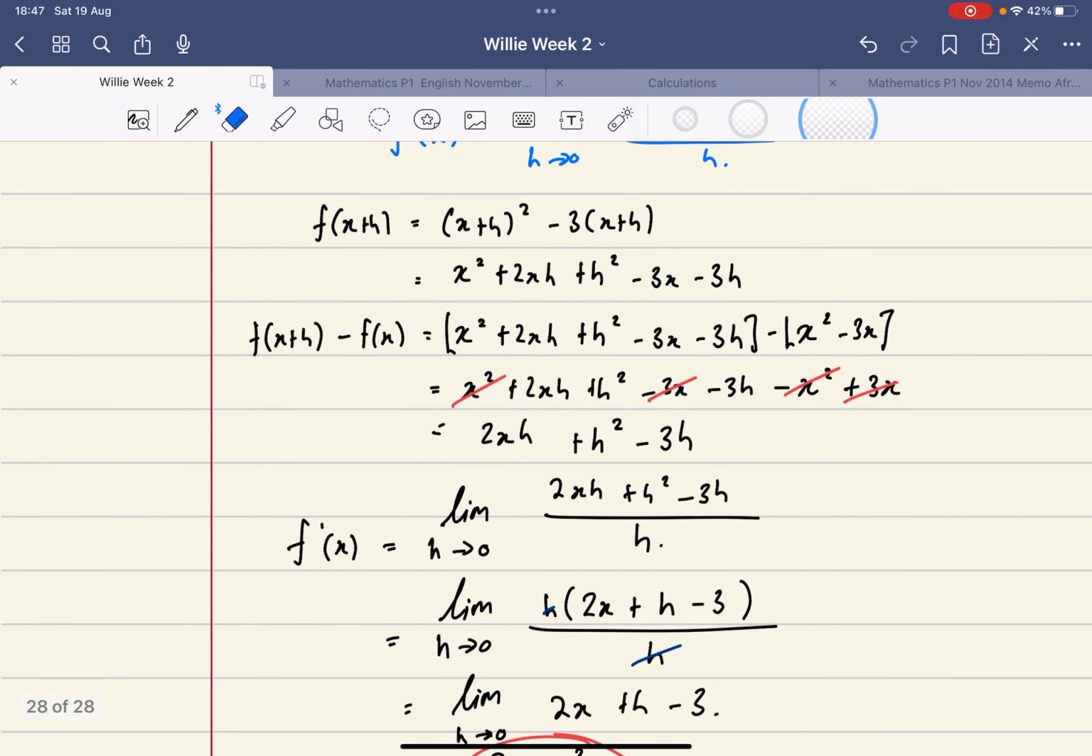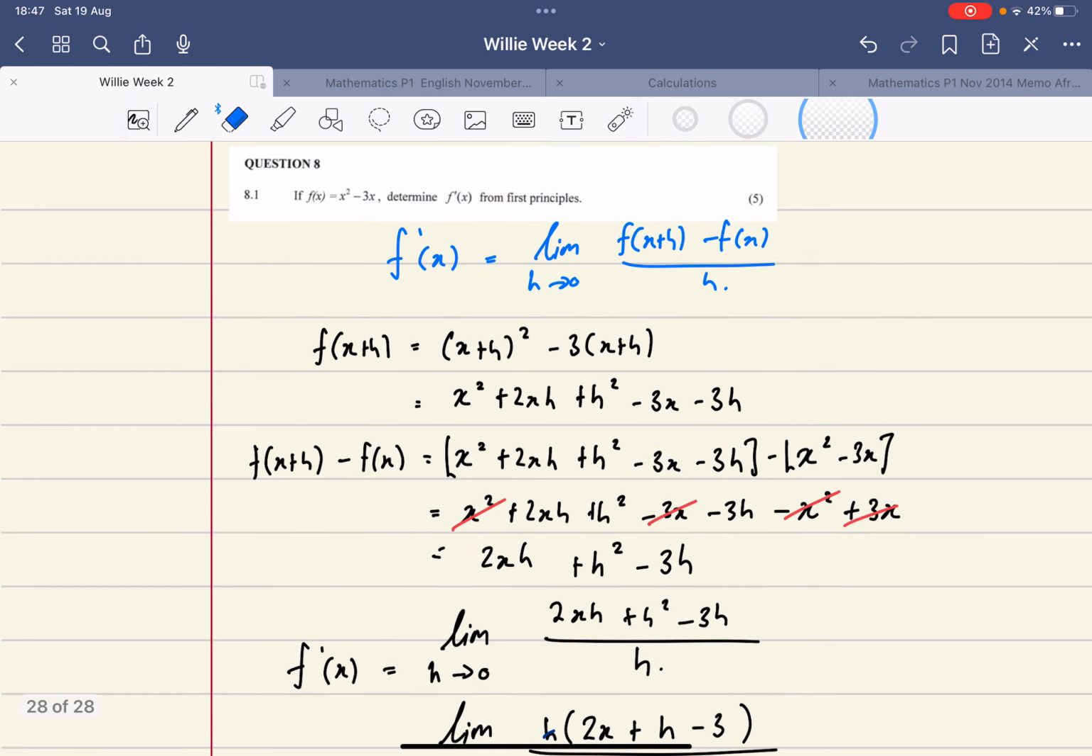Okay, so this is just rule-based. It's not particularly challenging, and it's a good 5 marks. So I think practice doing these types of questions.